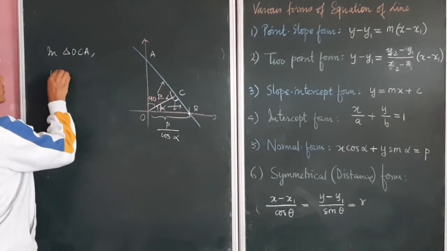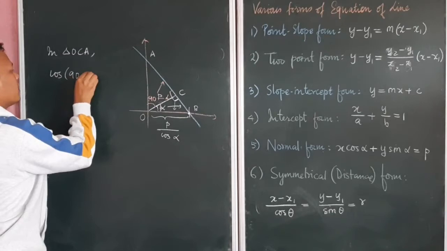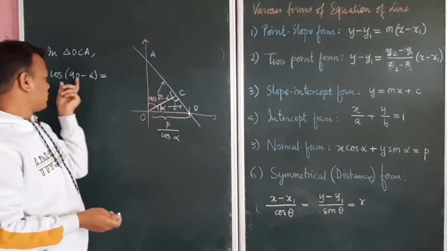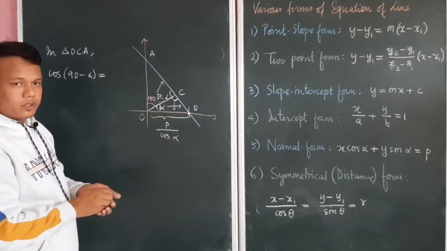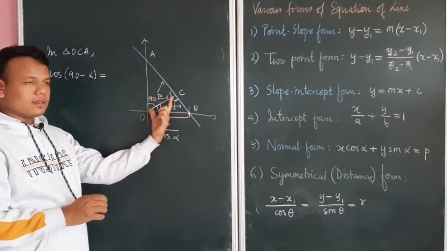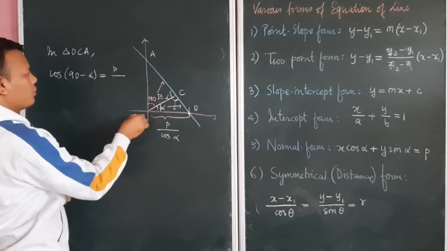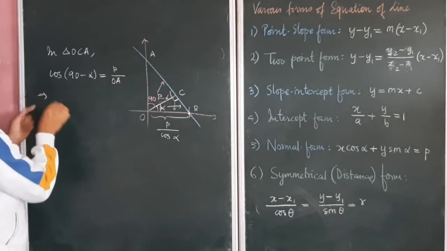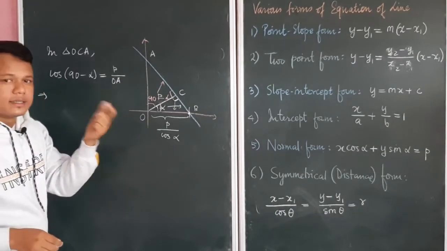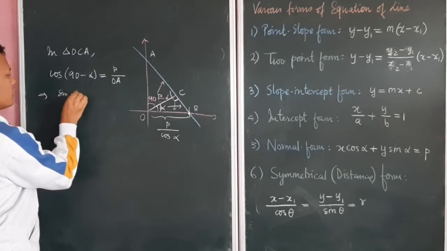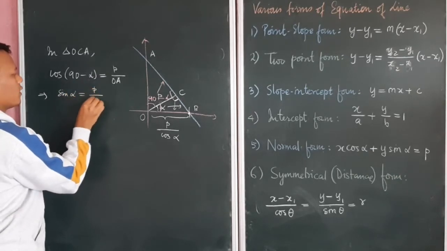So we have cos 90 minus alpha, that is cos theta, is equal to base by hypotenuse. So what is base for me? Base is again OC, that is P, right? So P by hypotenuse is what? OA, isn't it? Now what is cos 90 minus theta? Cos 90 minus theta is sin theta. So we have sin theta here. So instead of theta we need to write alpha, sin alpha is equal to P by OA.